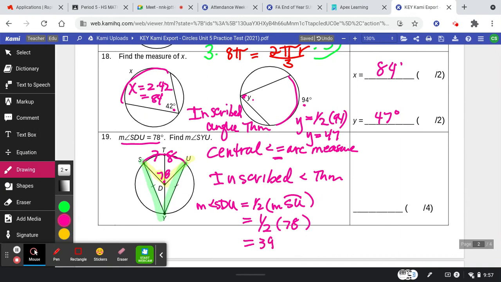Good. And what are your units? When we're doing measure, anything with a little m, you're going degrees. You're going degrees.